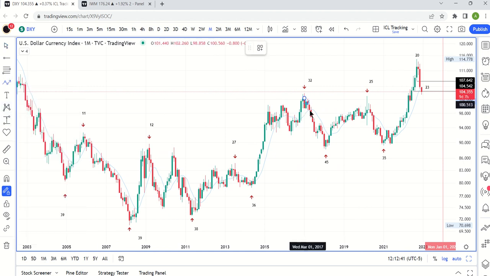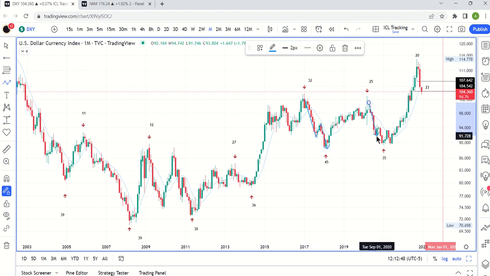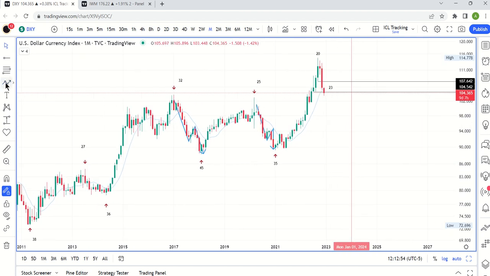This is a monthly chart. We go down, we bounce for a couple months, and then we finish it. Look at that. We go down, we bounce, and then we finish it. It's a story as old as time. So the idea is we go down, we'll bounce, and then we'll finish it.